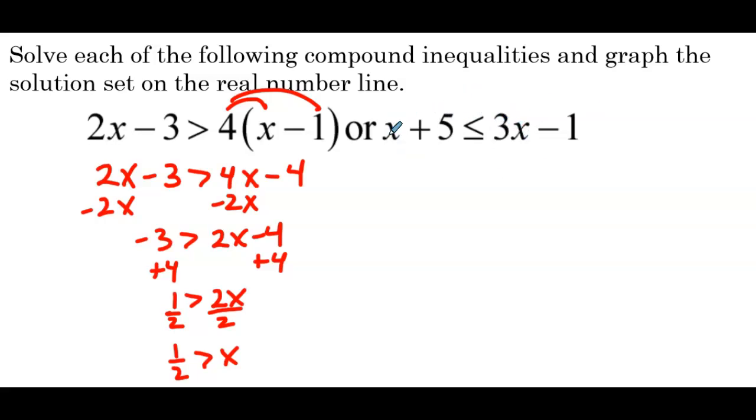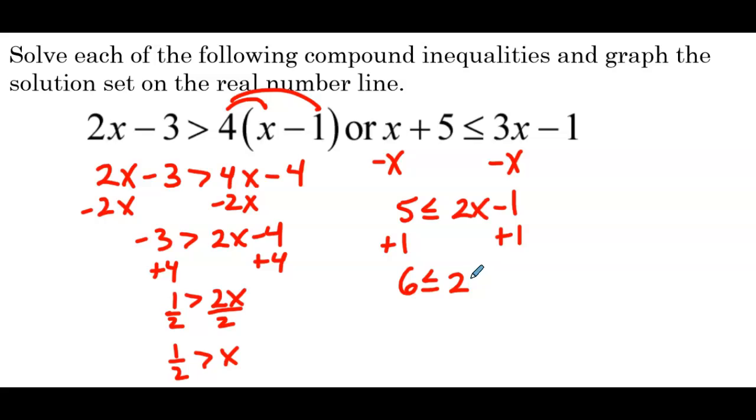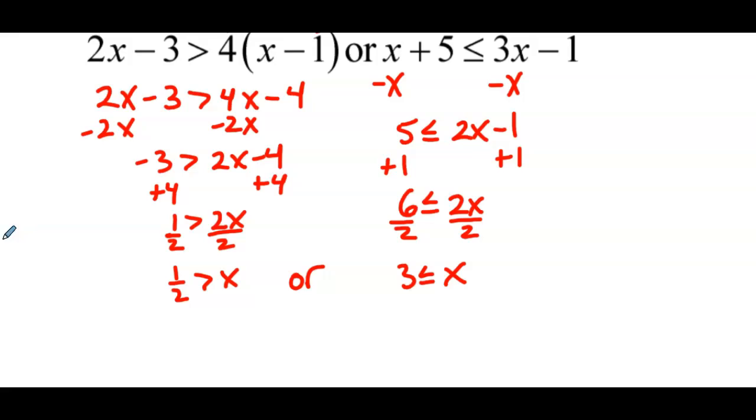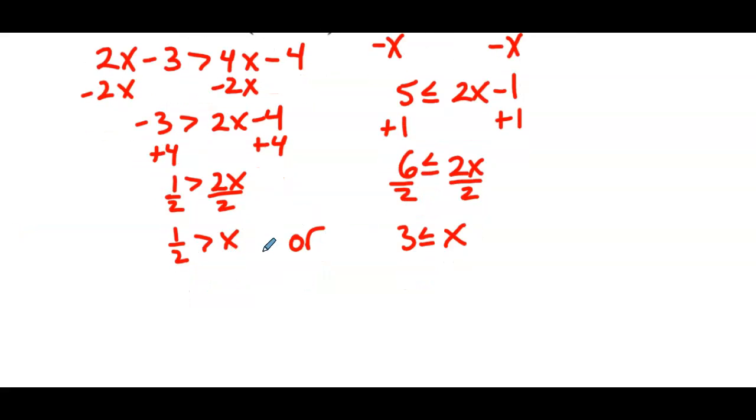And on the right inequality, we can subtract x from both sides to start. So 5 is less than or equal to 2x minus 1. We can add 1 to both sides. 6 is less than or equal to 2x. Divide both sides by 2. 3 is less than or equal to x. And we're connecting that with an or symbol. Now, if we need to, you could rewrite these as x is greater than 1/2 or x is greater than or equal to 3. But I think it's important that we're able to graph it in either form.